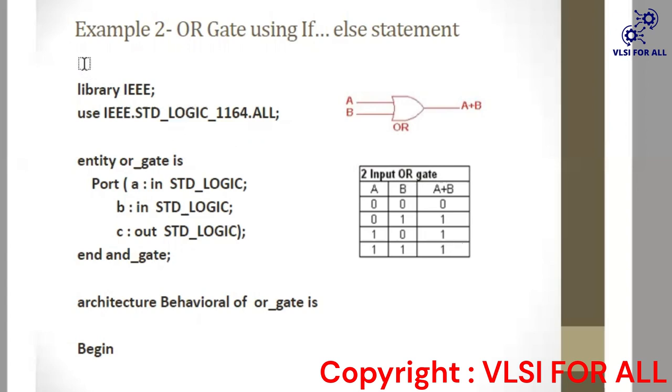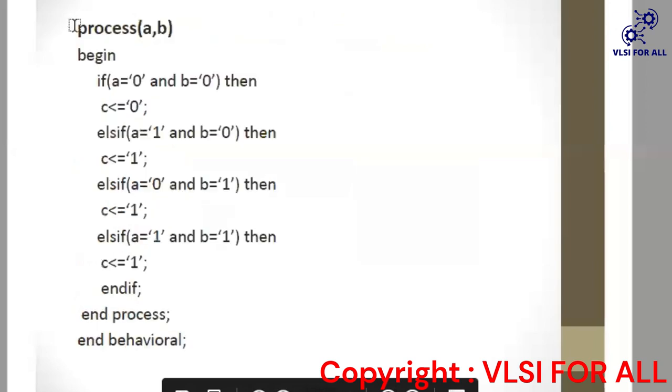So like the previous example, first we import the IEEE libraries, and after that we declare the entity, and our entity name we gave as OR_gate. As with the AND gate, similarly the OR gate has two inputs and one output. So A is an input port, B is an input port, and C is an output port. After that, we will end the entity, and after the entity, we will use the architecture. So we will begin the architecture and process AB.